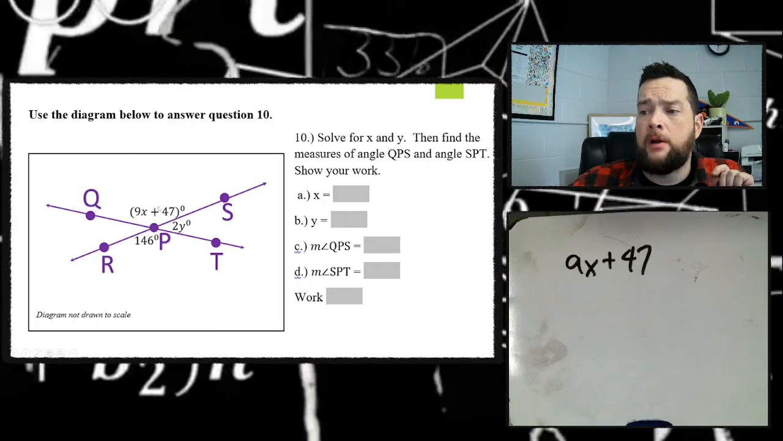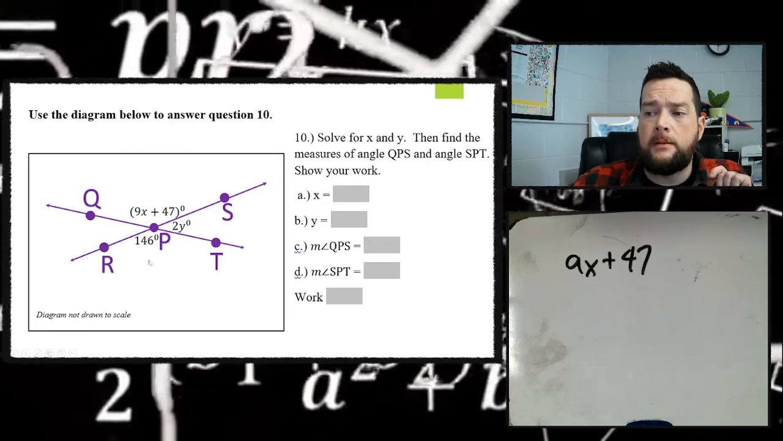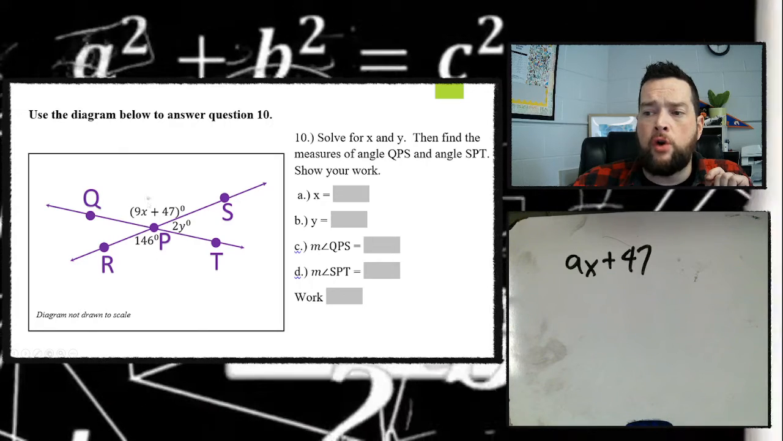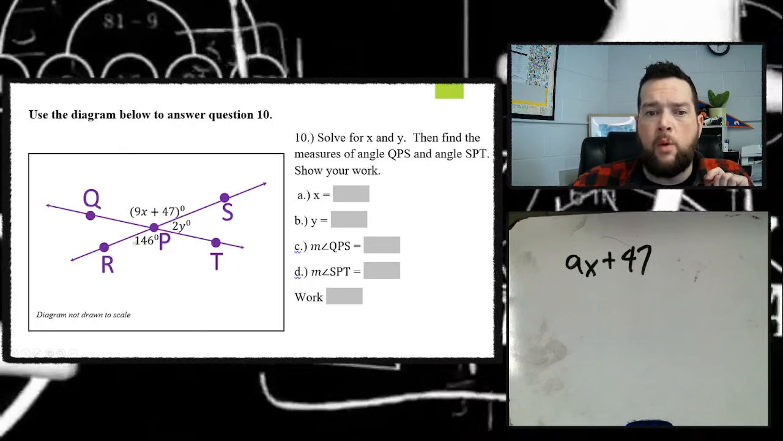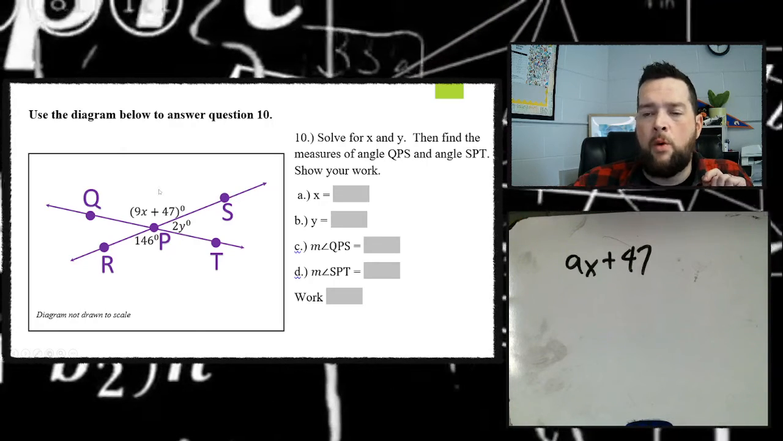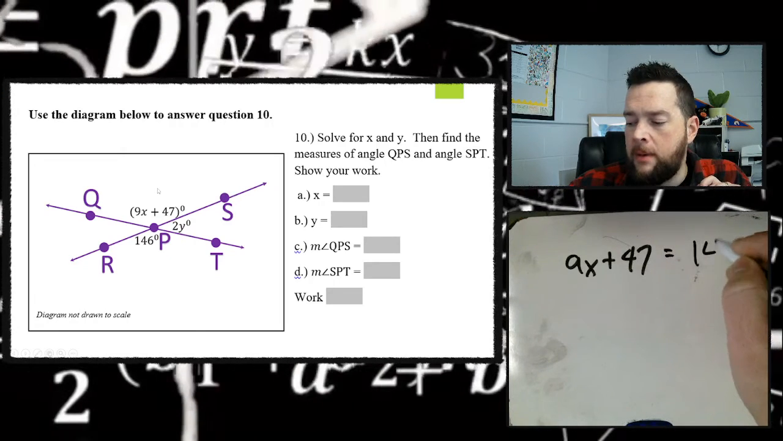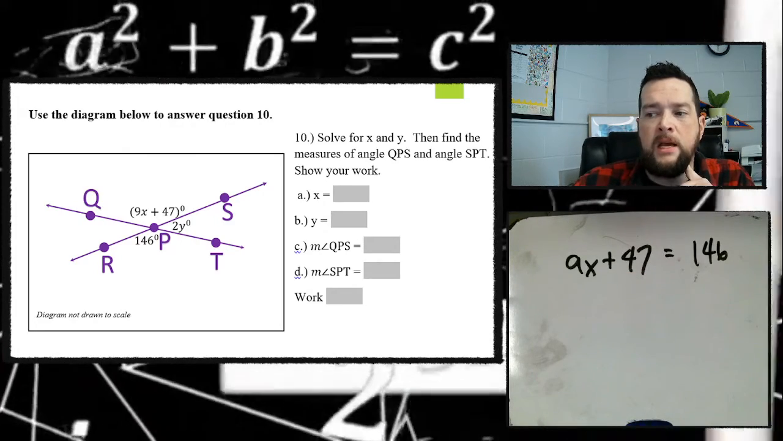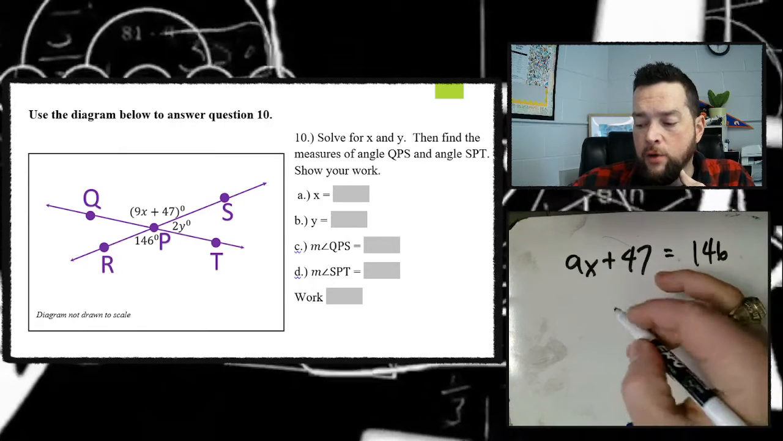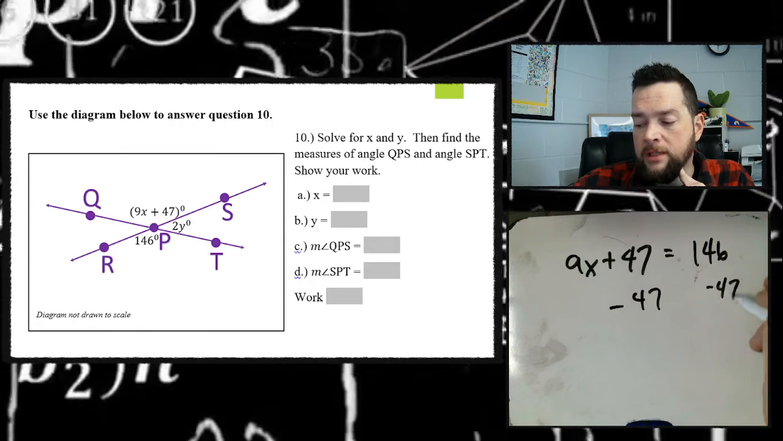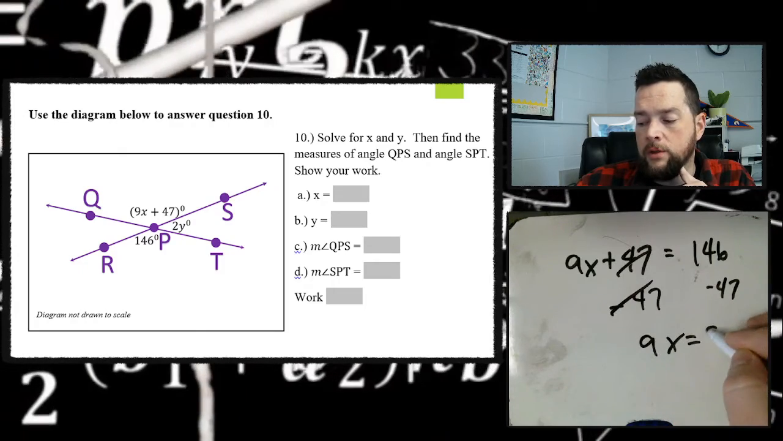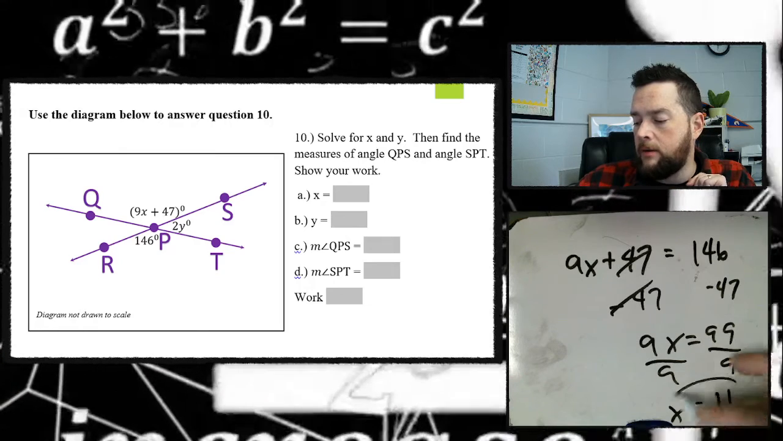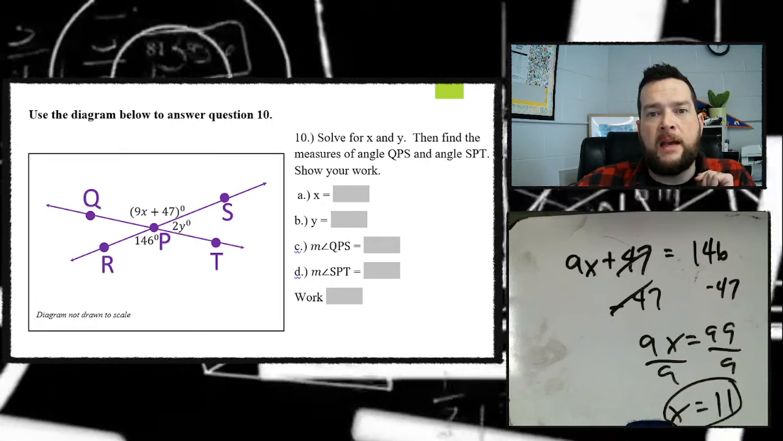There is information here because the angle that's across from it, when you have two straight lines that are intersecting, the angles that are vertical are congruent. So if this one's 146, then this one has to be 146 as well. So therefore, I can make that equal 146. There's just two different ways to express that angle QPS. And then we're just going to simply solve this. Subtracting 47 from both sides, 9x equals 99. And then we're going to divide by 9 on both sides, x equals 11. We find out here that x equaled 11.